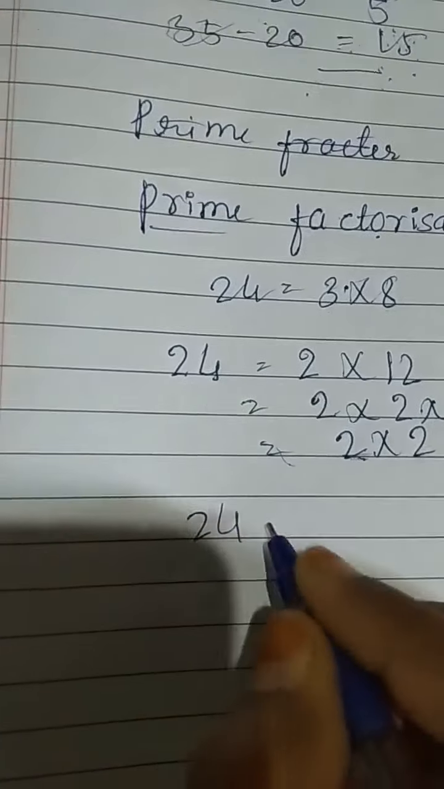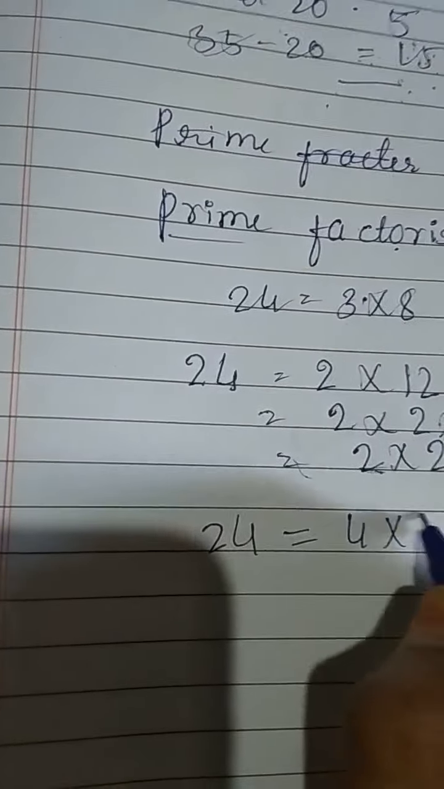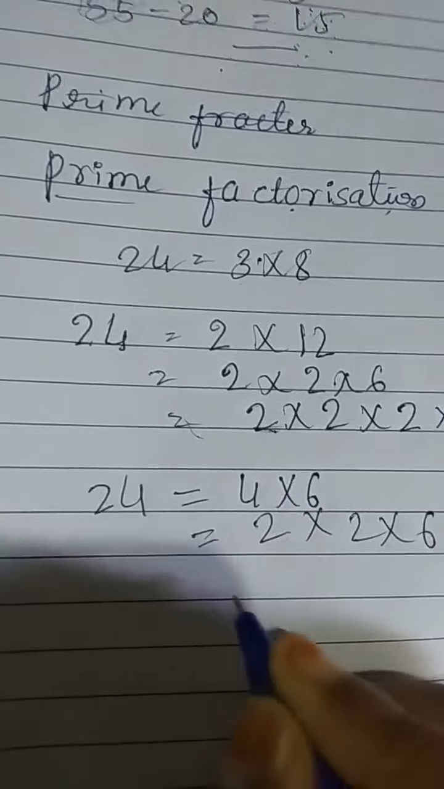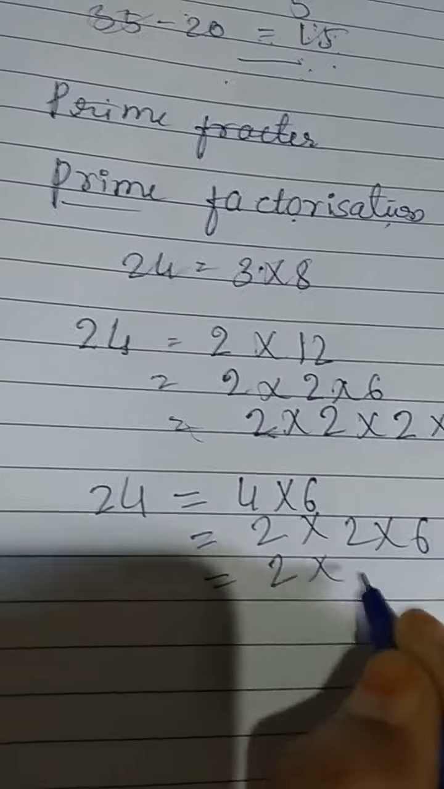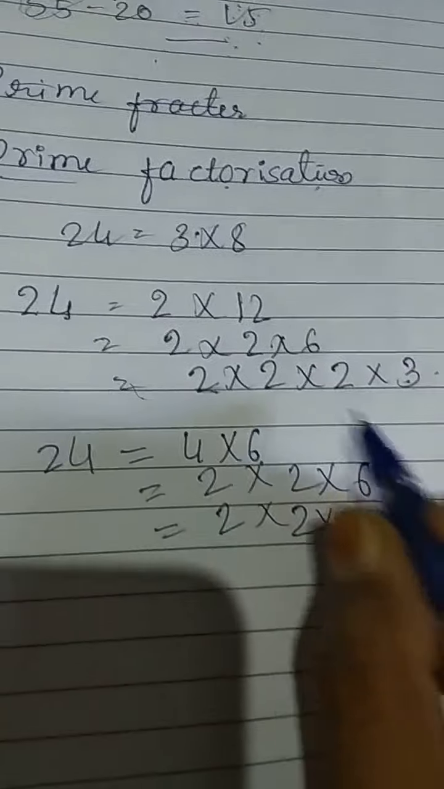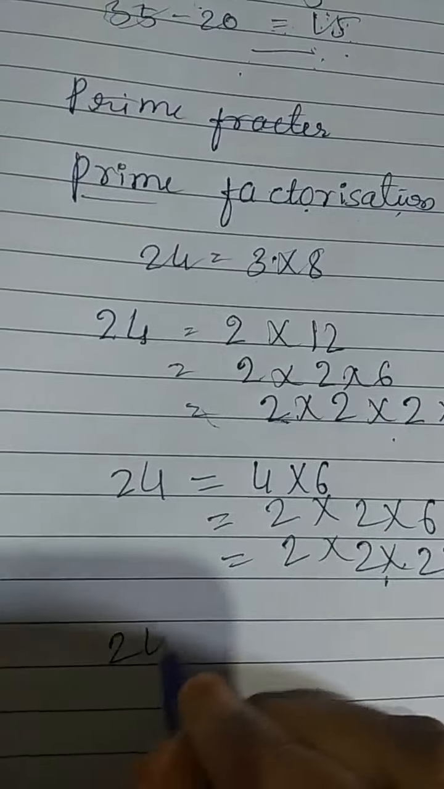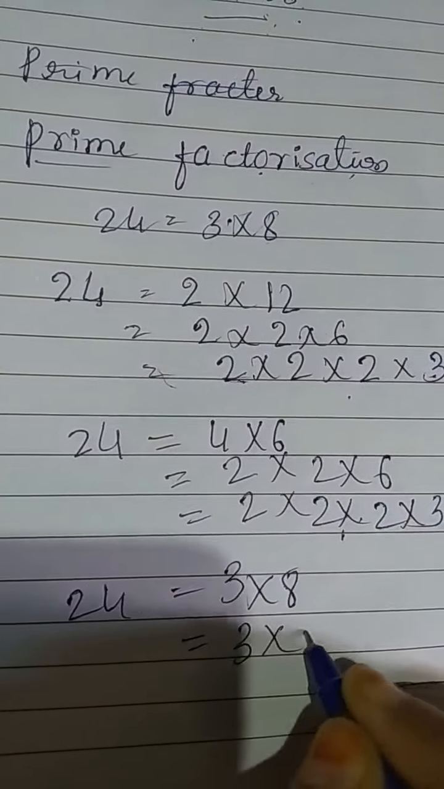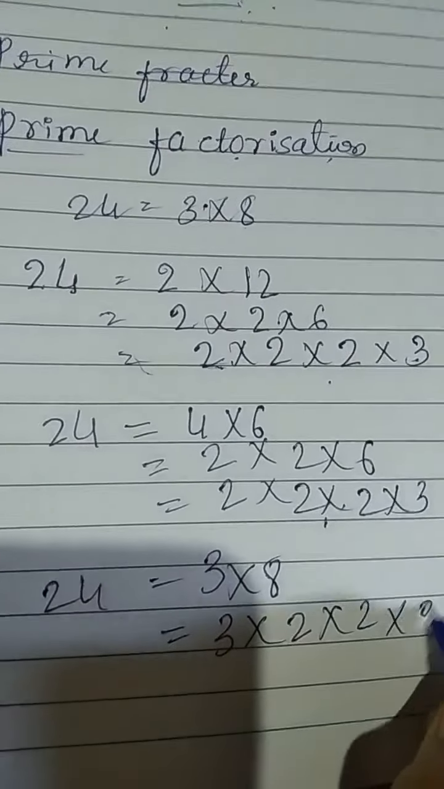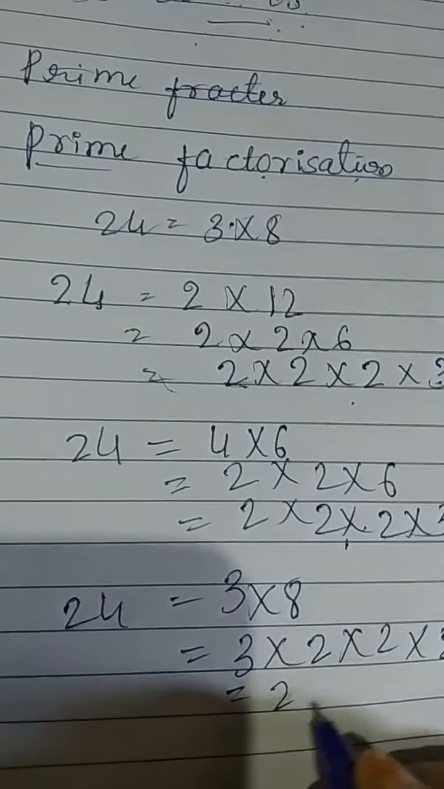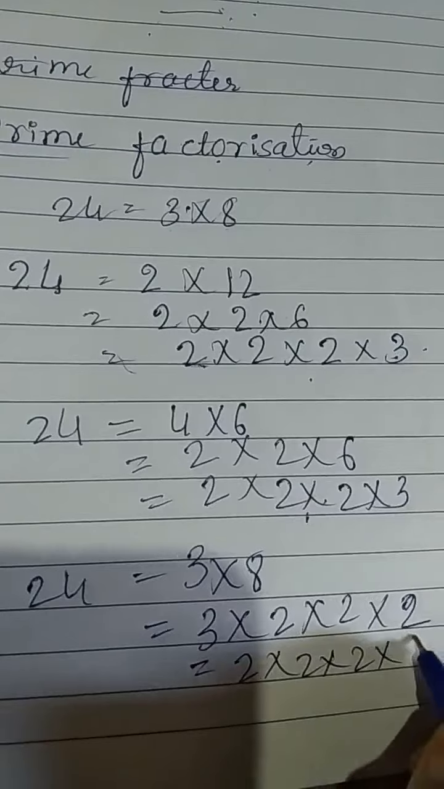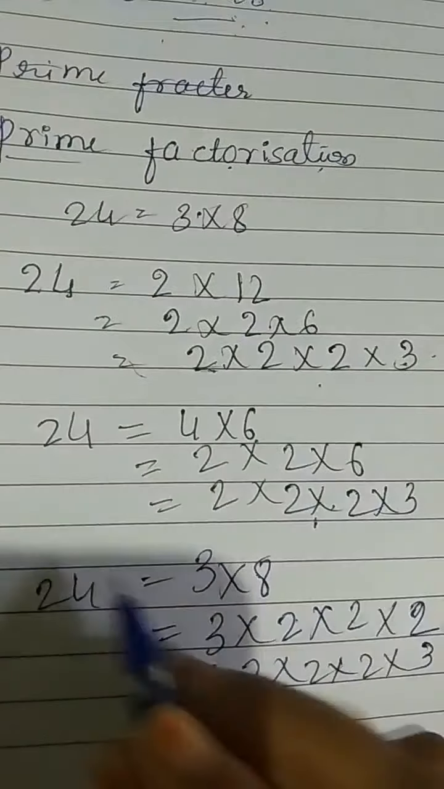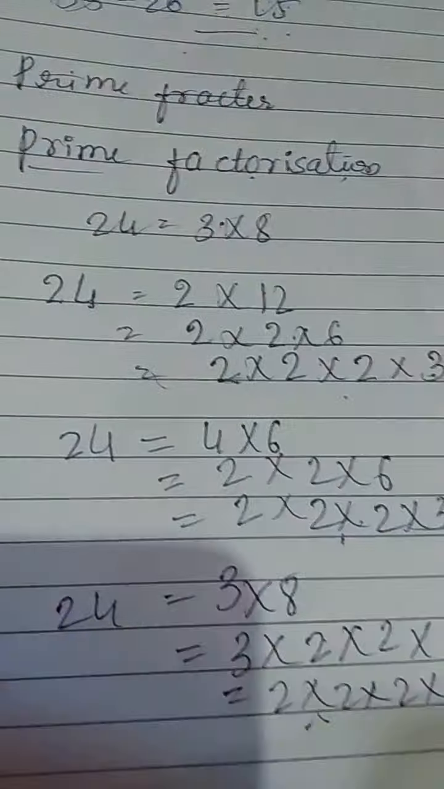Let's take 24 again. 4 sixes are 24. Then 2 into 6 is 24, and 2 into 3 is 6. Let's take 24 again: 3 into 8, so it is 3 into 2 into 2 into 2. Of course, it is 2 into 2 into 2 into 3. 3 twos are 6, 6 twos are 12, 12 twos are 24.